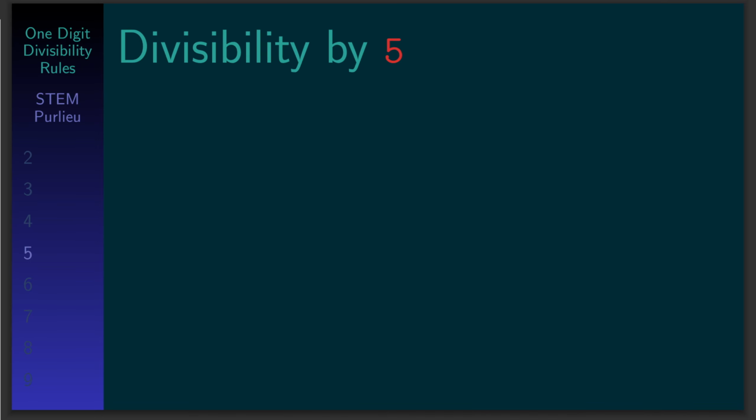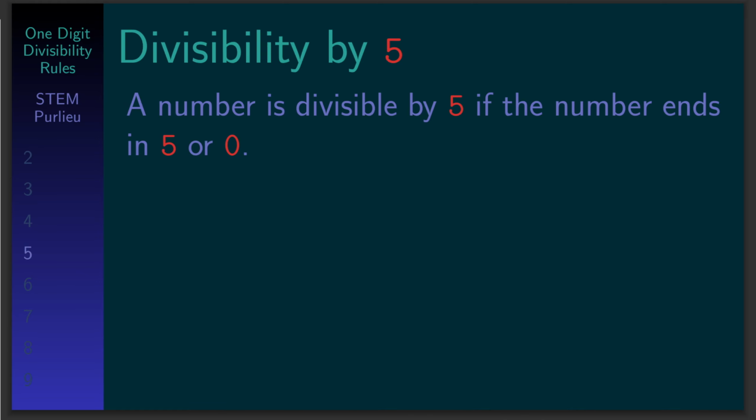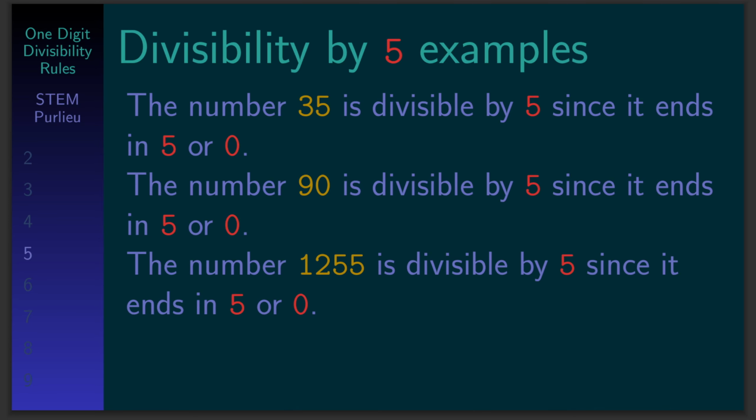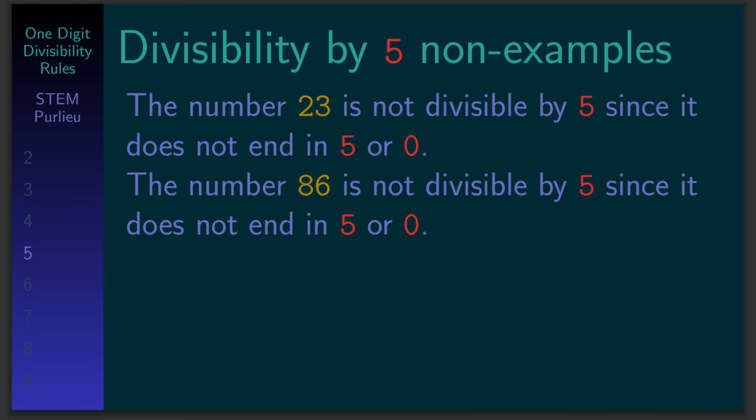Now let's cover divisibility by 5. A number is divisible by 5 if the number ends in 5 or 0 all the way on the right. Here's some examples of divisibility by 5. The number 35 is divisible by 5 since it ends in 5 or 0. The number 90 is divisible by 5 since it ends in 5 or 0. The number 1255 is divisible by 5 since it ends in 5 or 0. The number 23 is not divisible by 5 since it does not end in 5 or 0, all the way on the right. The number 86 is not divisible by 5 since it does not end in 5 or 0.